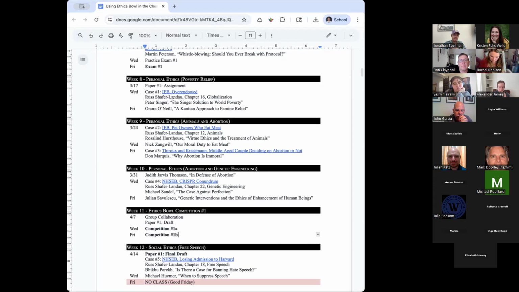The last thing I want to spend a little bit of time talking about is how we moved through the class periods and then the competitions themselves. In the class periods, we would introduce a case and then have two readings on it. For example, this first one, Overendowed, is about charities or Harvard University, and how they have these huge endowments.